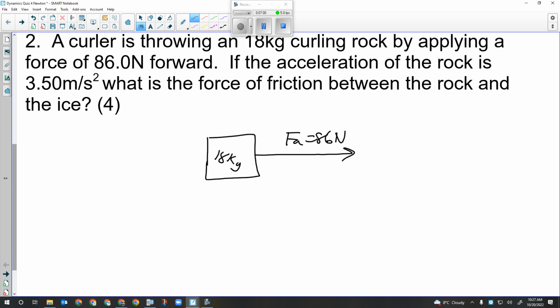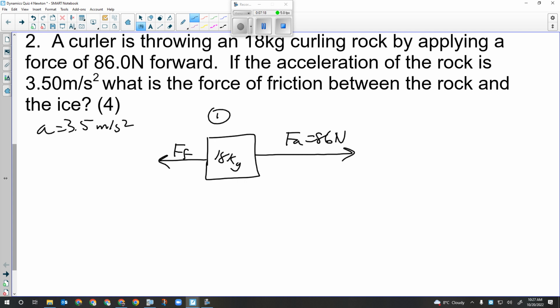Okay, the acceleration of the rock is 3.5 meters per second squared, right? And we are looking for the force of friction acting backwards. 1 mark for the free body diagram.